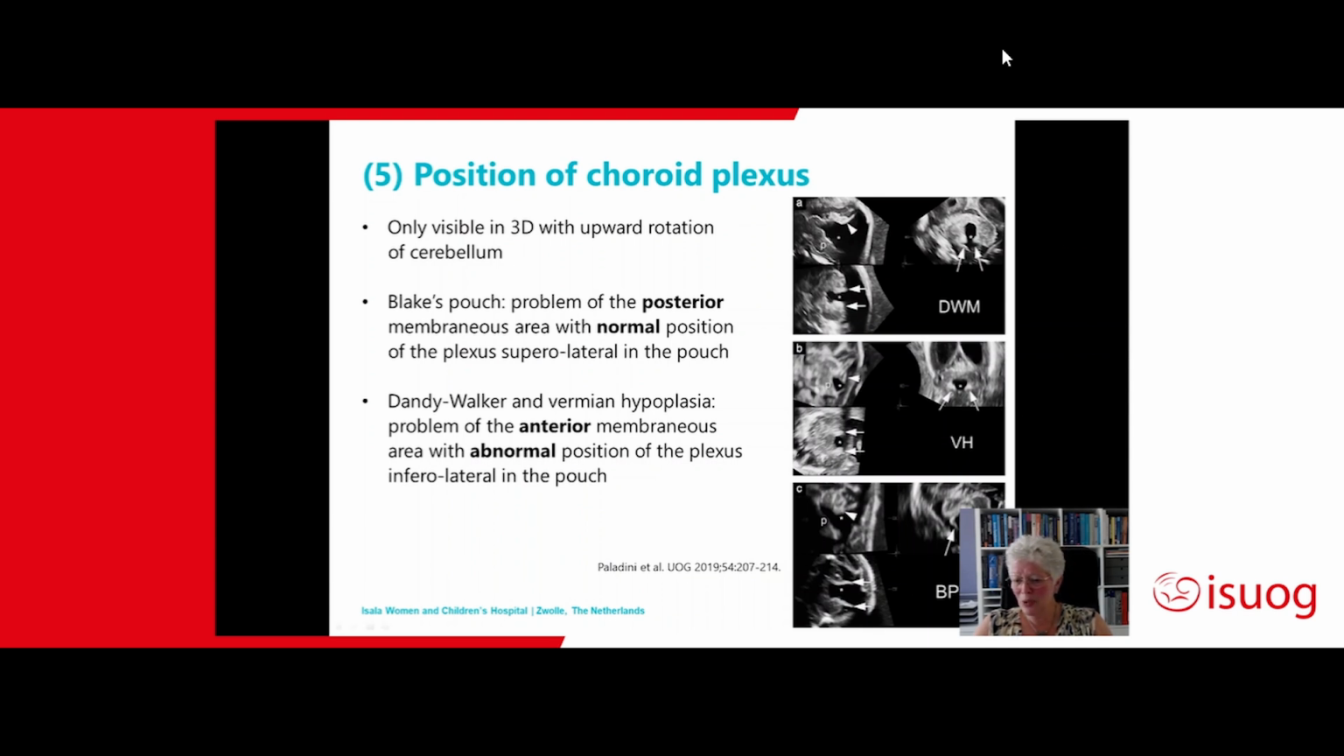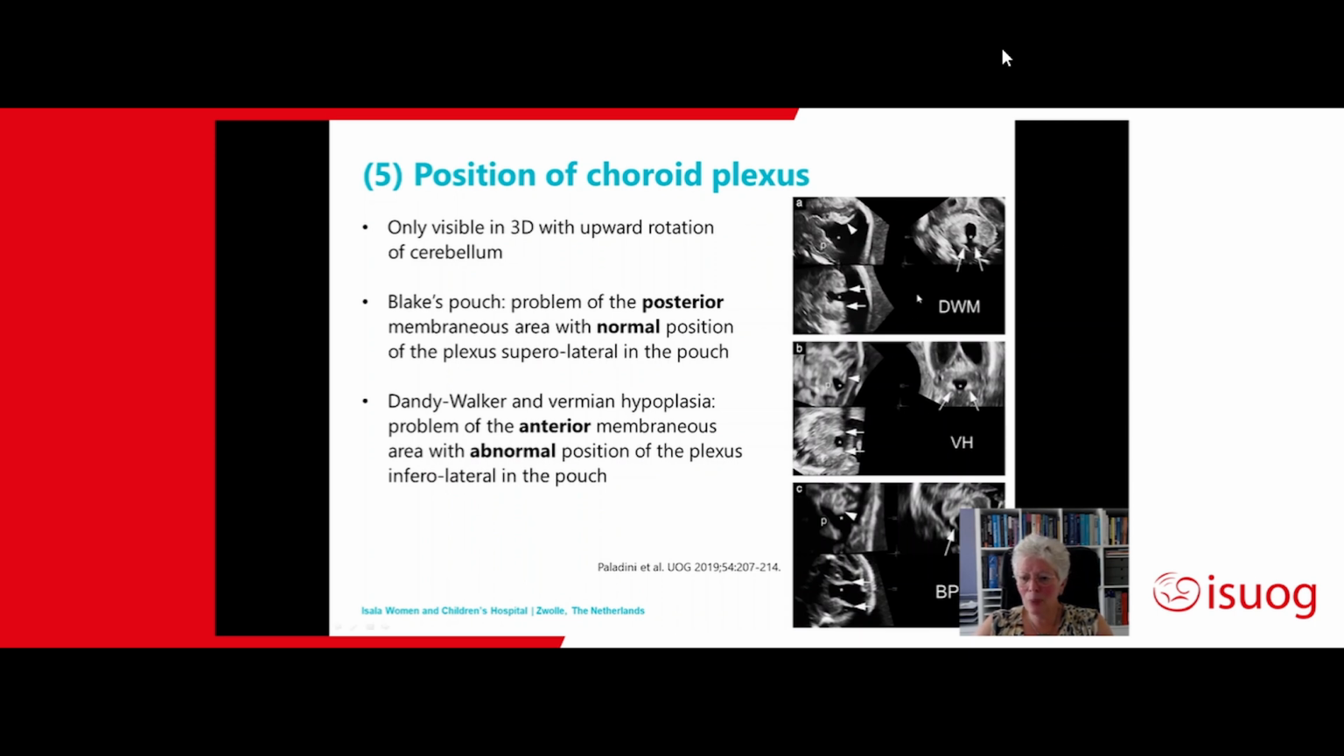Here we can see the persistent Blake's pouch. We can see a 3D volume. This is the sagittal view, where we have the vermis, a normal vermis, which is rotated upwards. And if we look at the coronal view or the axial view, you can see here the pouch. And you can see that the choroid plexus is situated a little bit on top of the pouch and a little bit lateral, which is the normal position. So Blake's pouch, a problem of the posterior membranous area with a normal position of the plexus.